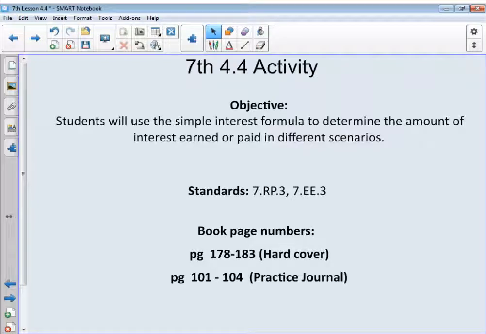Okay, this is 7th grade activity 4.4. Our objective for this activity: students will use the simple interest formula to determine the amount of interest earned or paid in different scenarios. The standards covered in this lesson are 7.RP.3 and 7.EE.3. The page numbers out of the hardcover book are 178 through 183, and out of the practice journal, pages 101 through 104.